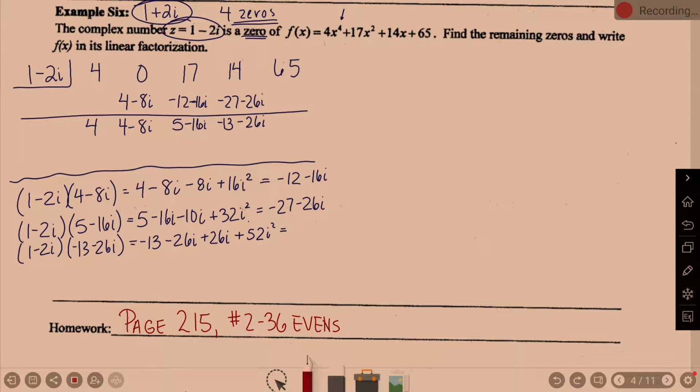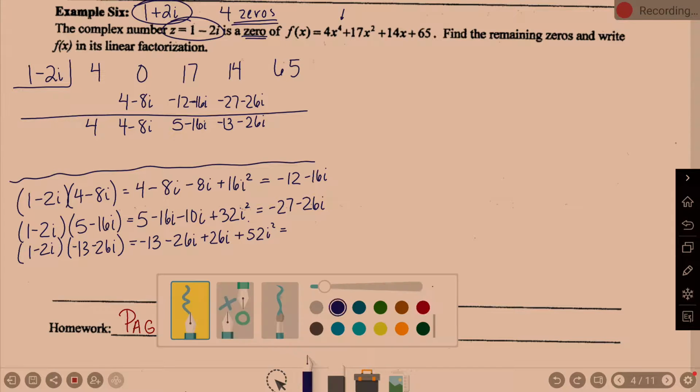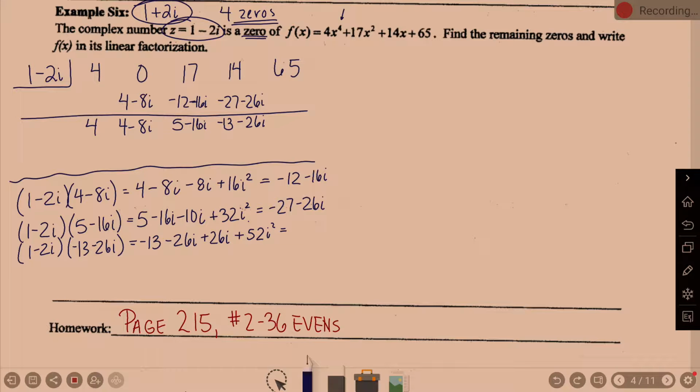Yeah, this is the same. i squared is negative 1 times 52. So that's minus 52, isn't it? What is negative 13 minus 52? Negative 65. Put the negative 65 up in our problem. And 65 plus negative 65 is 0. So yes, it does work out, believe it or not. Okay?